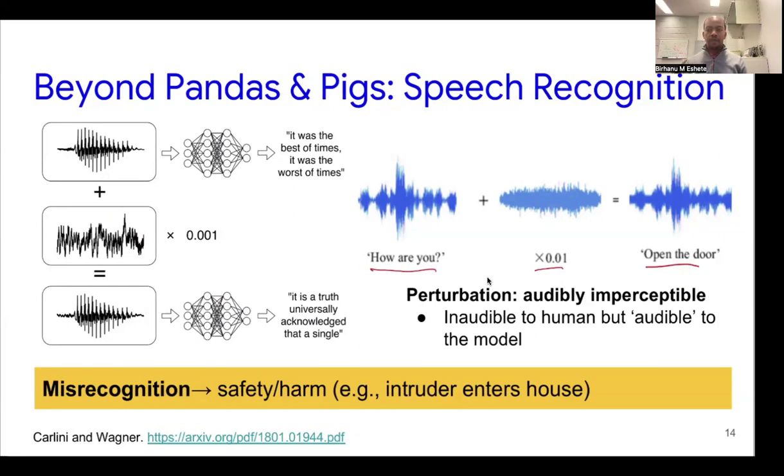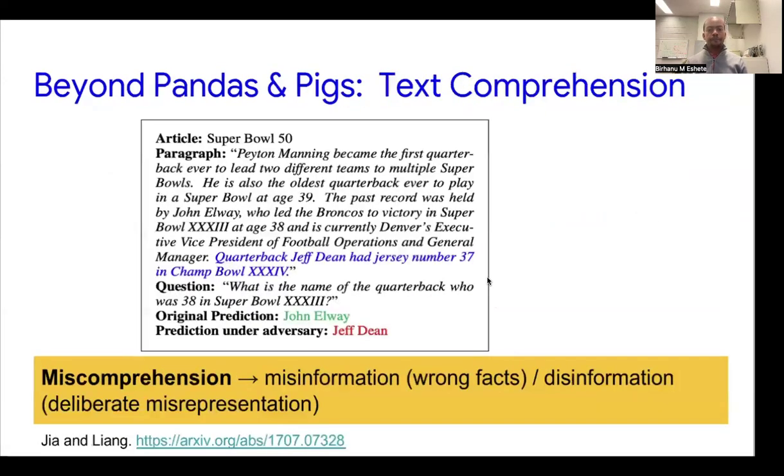And if you're using these devices in a smart home where you could control them to open the door, this open the door could be induced as an instruction or as a command by an adversary. So it has safety implications. For example, if the door opens, the intruder would enter into your house. So the misrecognition has real-life safety-critical implications.